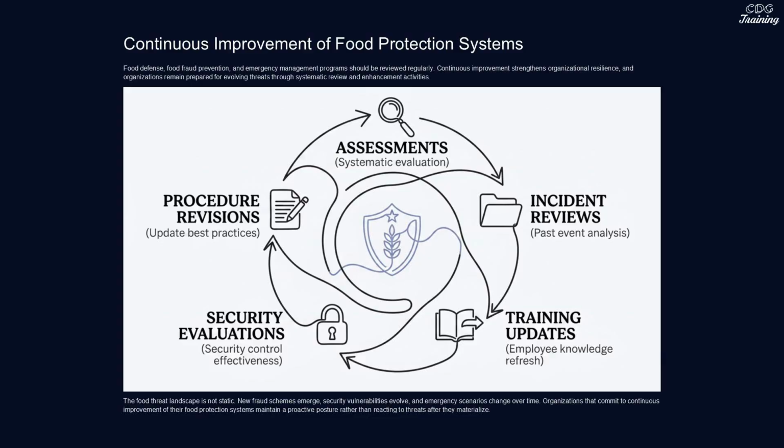Continuous improvement of food protection systems involves regular assessments, procedure revisions, and training updates. This systematic approach enhances organizational resilience and ensures effective crisis management.